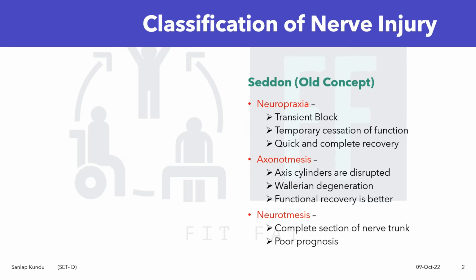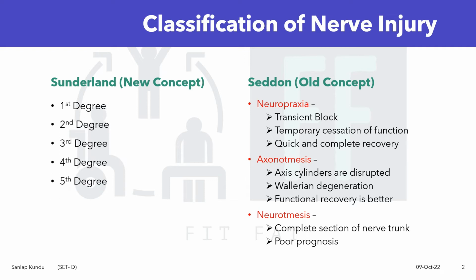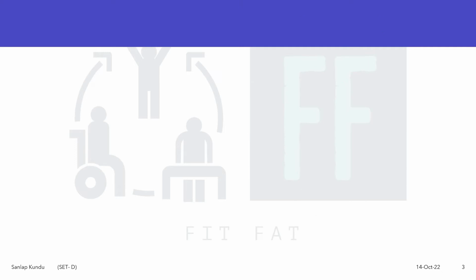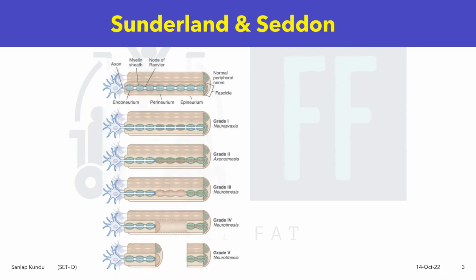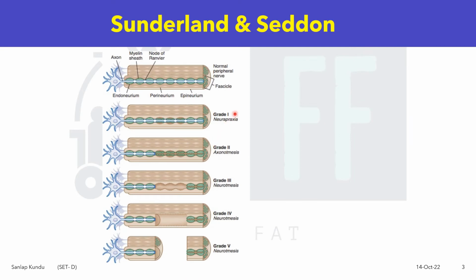Now, when we see the new concept, it is the Sunderland concept, and there is this first, second, third, fourth and fifth degree of injuries, right? So when we are combining both Sunderland and Seddon concept, we find that in case of grade 1 of Sunderland is equal to neuropraxia of Seddon. Now, as I told you earlier, it is basically conduction block and there is no structural damage.